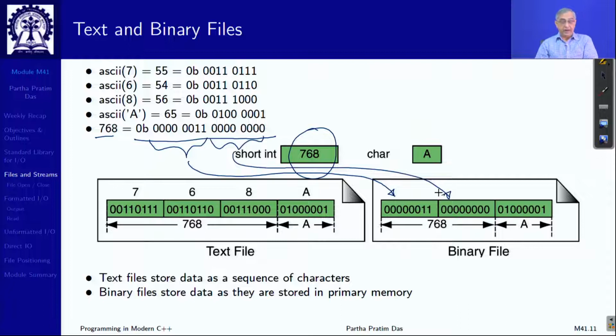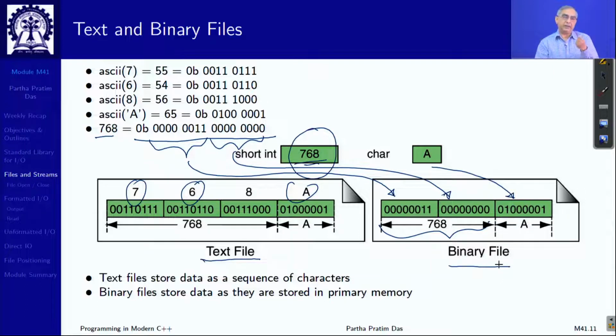So, in a binary file, you are not representing these characters, but you are representing the value as a whole, here, the value 768. Whereas, when it comes to the character A, since character A is an individual data, it has its ASCII code. So, the character A is represented as before, there is no difference in that. So, that is the basic difference between text file and binary file.